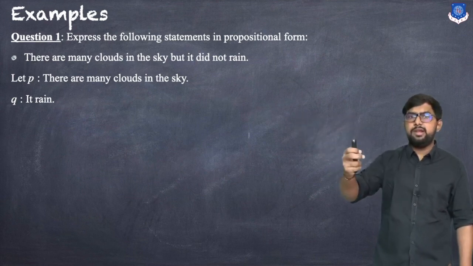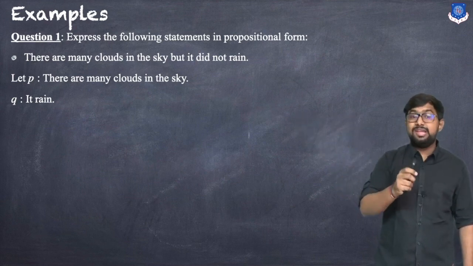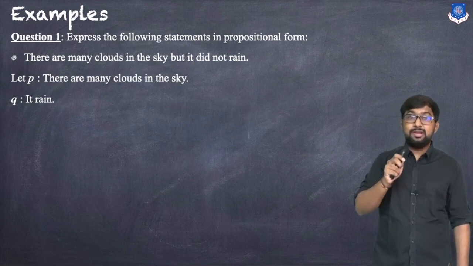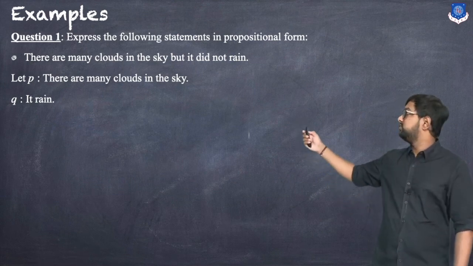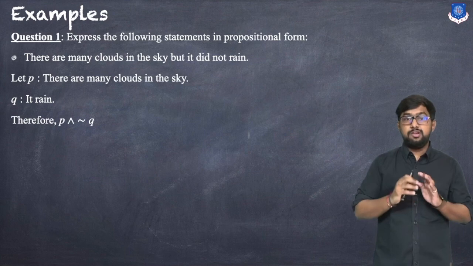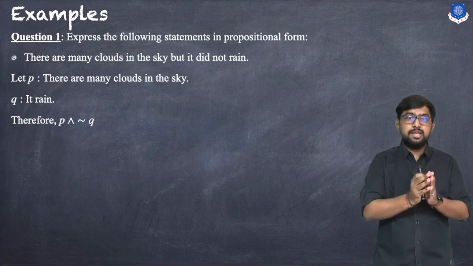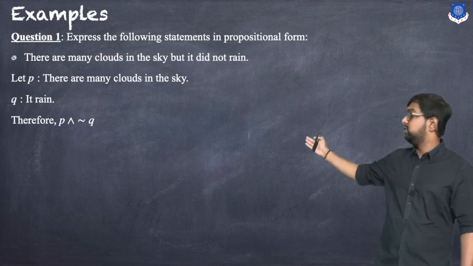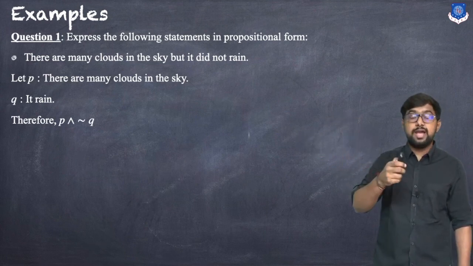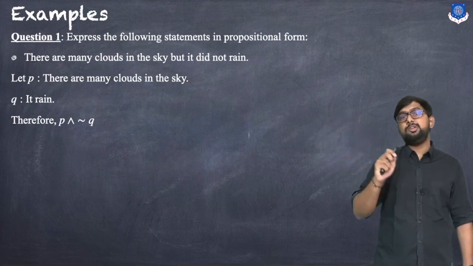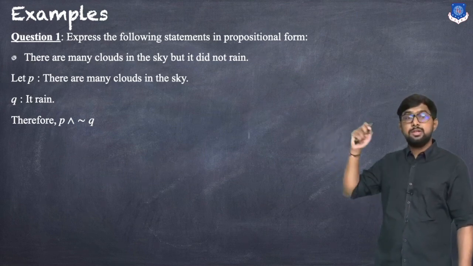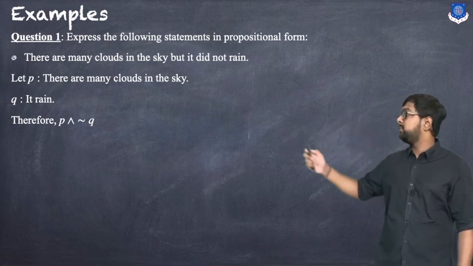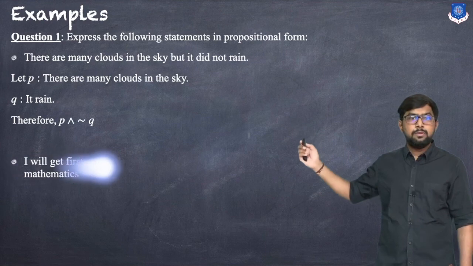Now we will combine it. There are many clouds in the sky, but we know that but stands for and. So what will be the propositional form? It will be there are many clouds in the sky, that is P, and but means and, then not Q, because we have taken Q as it rained, so not Q is it did not rain. So P and not Q. Let us discuss the second one.